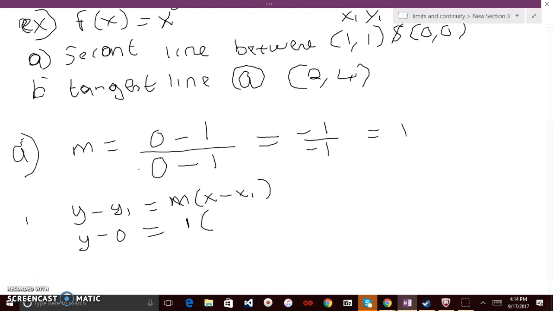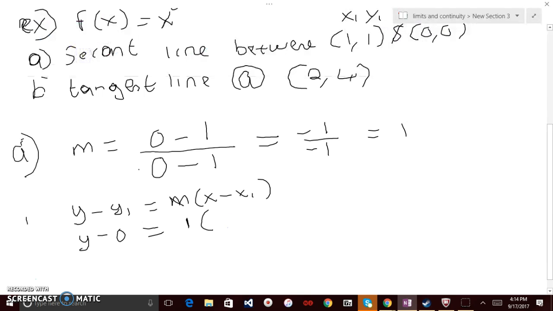Alright, gone. Get my pen back. Okay. X minus 0. Distribute that, you have y is equal to slope of 1, x, and there's no x-intercept, or I'm just going to write plus 0, just so it can look like the equation of the line that we're all so used to.